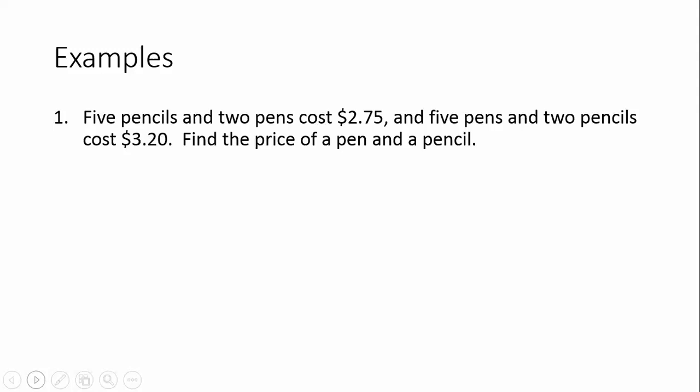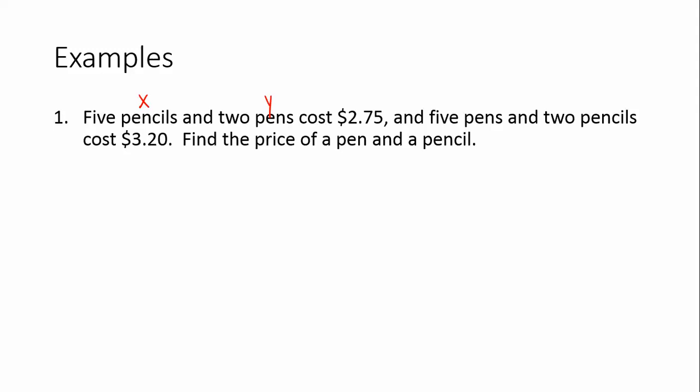So the first example I will read first. 5 pencils and 2 pens cost $2.75. And 5 pens and 2 pencils cost $3.20. Find the price of a pen and a pencil. So the first thing we need to determine is what are the two things we're talking about. And hopefully you recognize that we're talking about pencils and pens. So I've now labeled pencils as my x and pens as my y.